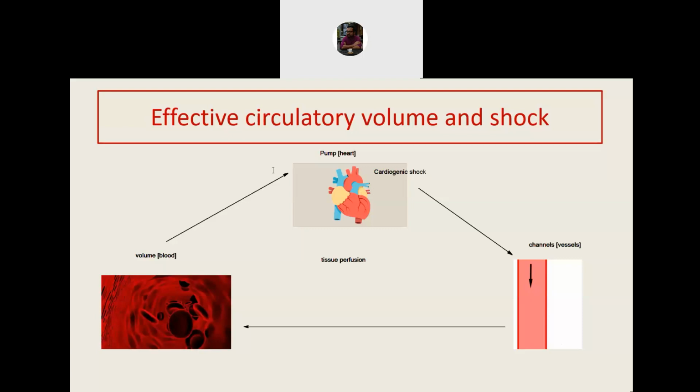In the second category, suppose the blood volume has been reduced. There has been blood loss or severe diarrhea and vomiting. So there is low blood volume that is causing the shock. This will be known as hypovolemic shock.